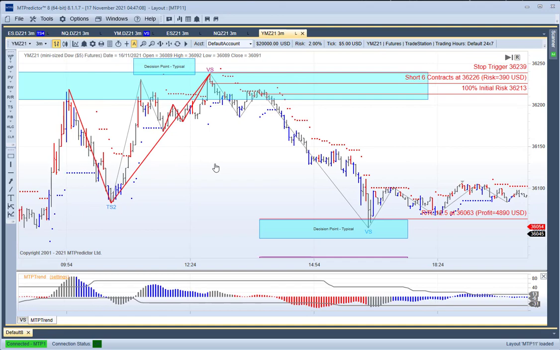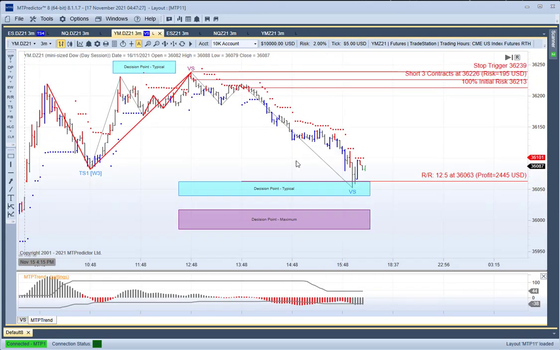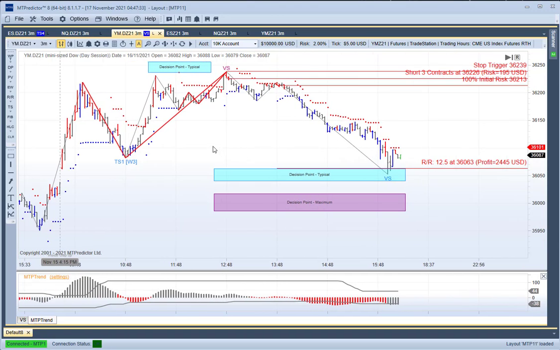So as you can see, it was a good trade yesterday where the Dow made its high right at the 15-minute decision point level that was on the chart in advance. We had a VS sell that caught the high of the day during the normal regular trading hours, and it declined down just before close. If I go back to the day session only chart, you can see that just before close, a profit of approximately 12.5 times the initial risk was available. So a very nice example of MTPredictor in action yesterday on the 3 and 15-minute YM.